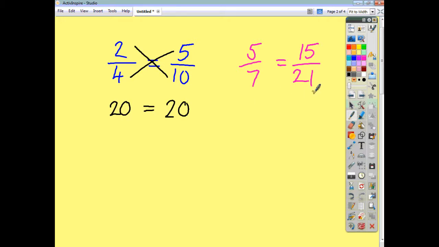Let's look at this one here. 5 times 21, that's going to be 105. And 7 times 15, that's also 105. And again, 105 is equal to 105. Now, big deal, you might say. What's the point in this?